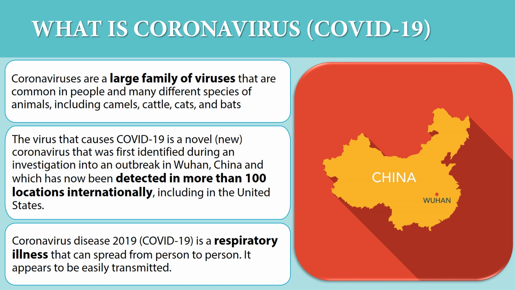The virus that causes COVID-19 is a new coronavirus. It was first identified during an investigation of an outbreak that happened in Wuhan, China, and it has now spread and been detected in more than 100 locations internationally, including the United States. COVID-19 is a respiratory illness, and it can spread from person to person very easily. It's highly contagious.